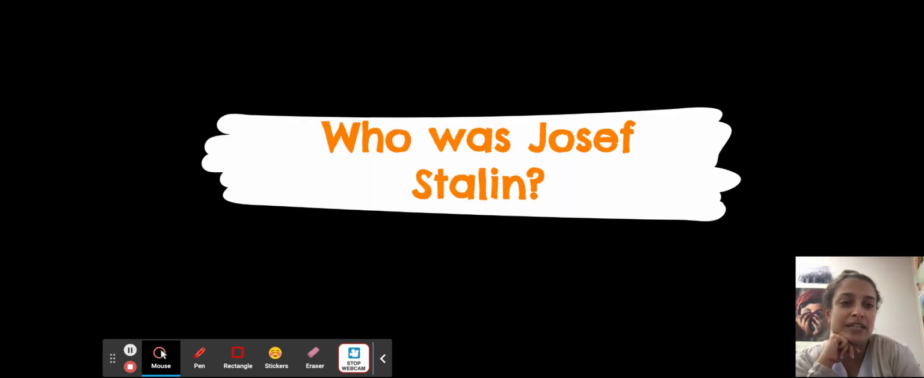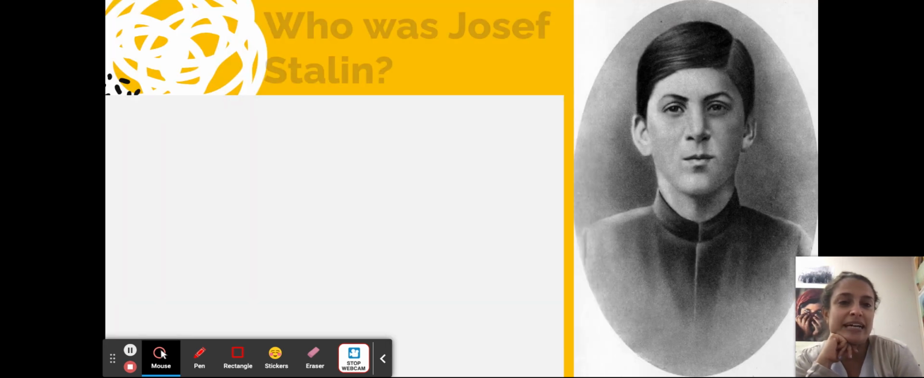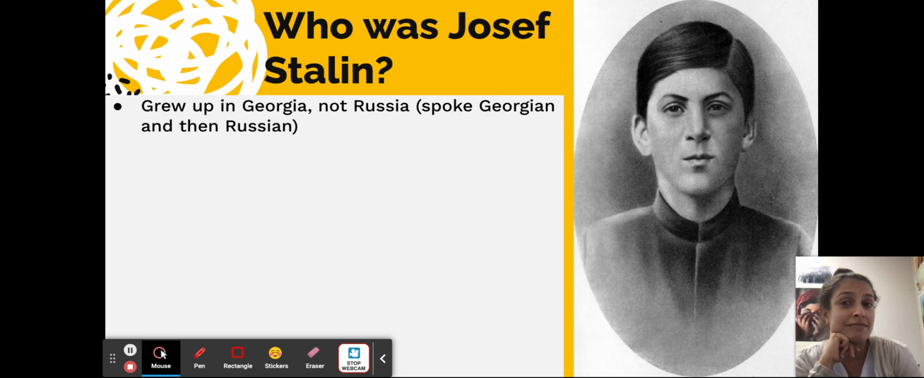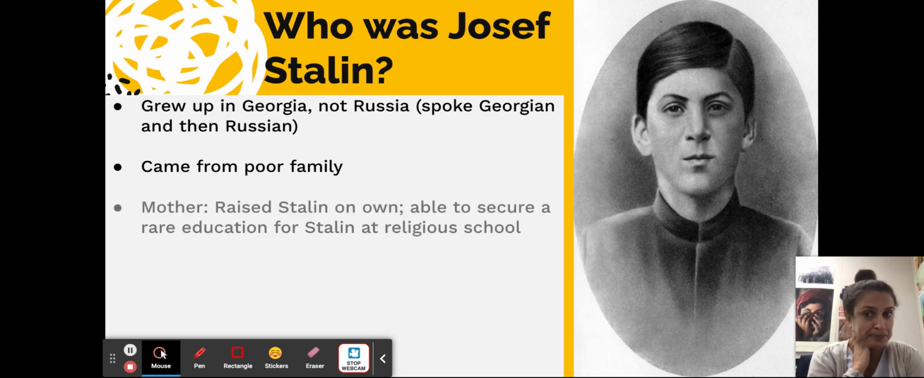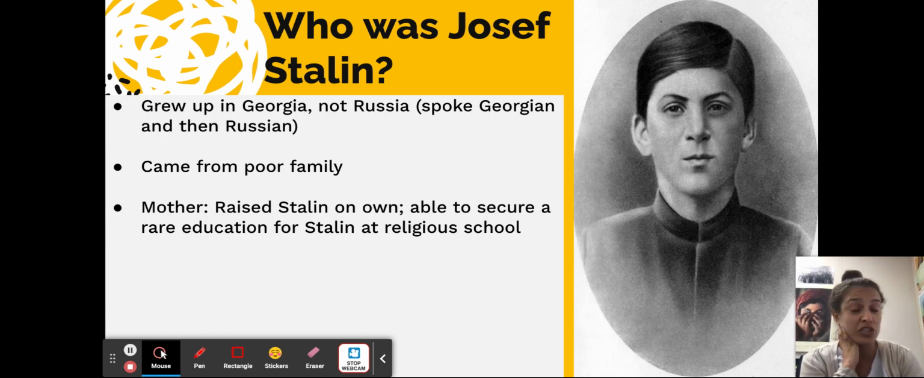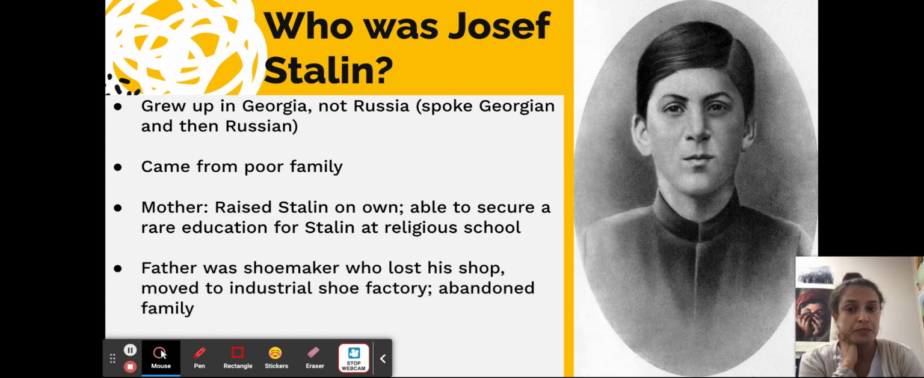All right. So who was Joseph Stalin? Here he is as a young guy. He grew up in Georgia, not Russia. So Georgia, not the state of Georgia, but Georgia is a country near Russia. He spoke Georgian and then he spoke Russian. He came from a pretty poor family with parents that were not particularly nice to him. The father ended up leaving and the mother raised Stalin on her own. She was actually able to get Stalin into a very good religious school. The father was a shoemaker. He lost his shop, moved away, and left the family.